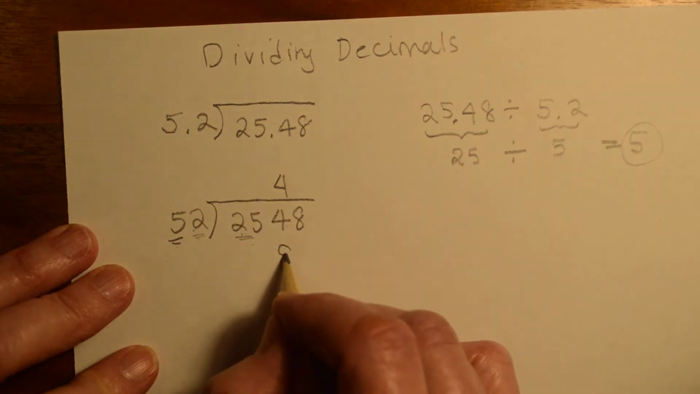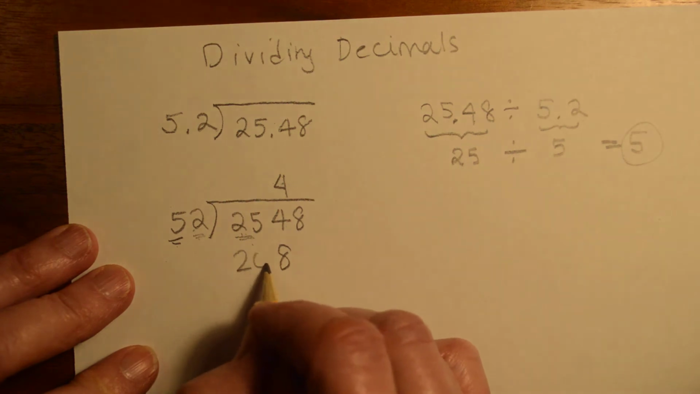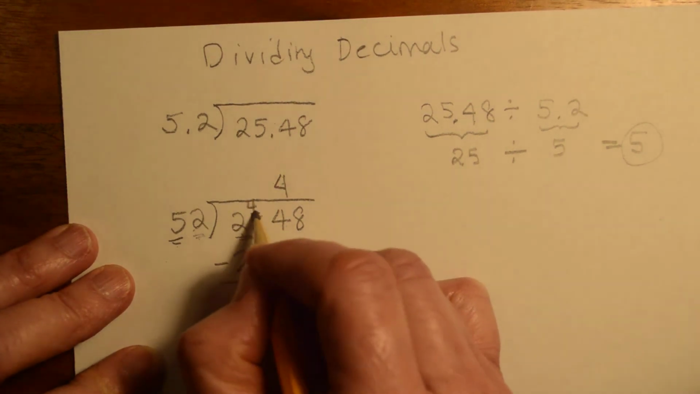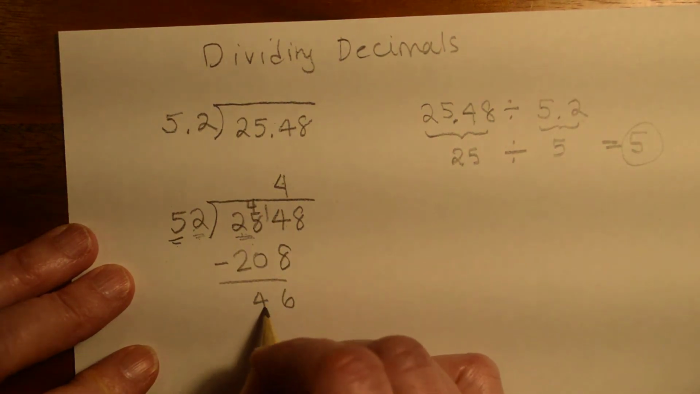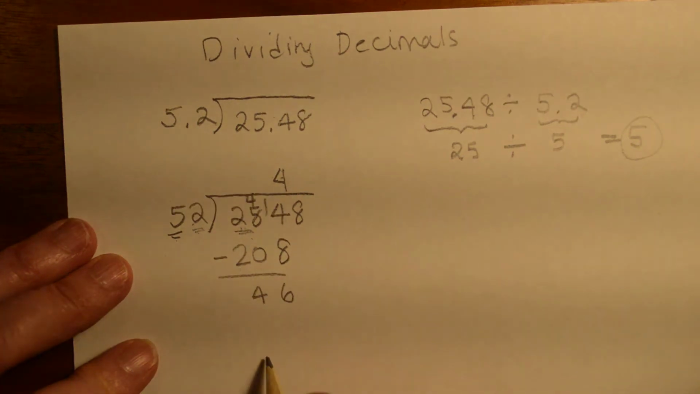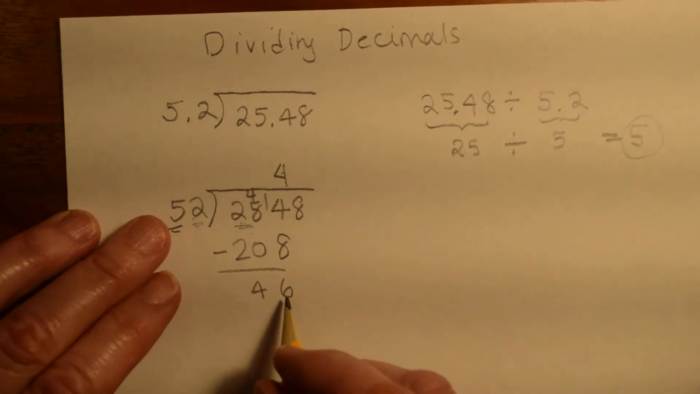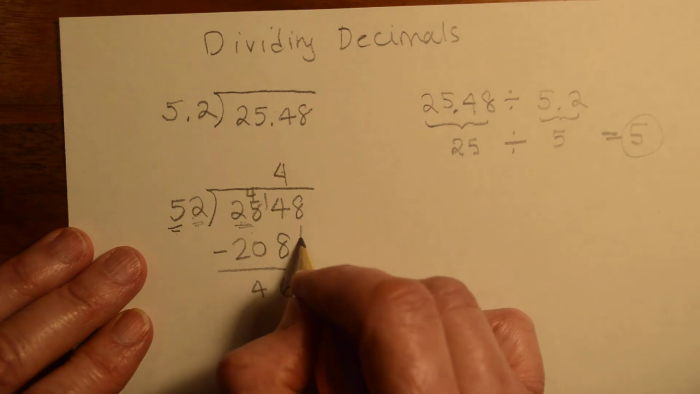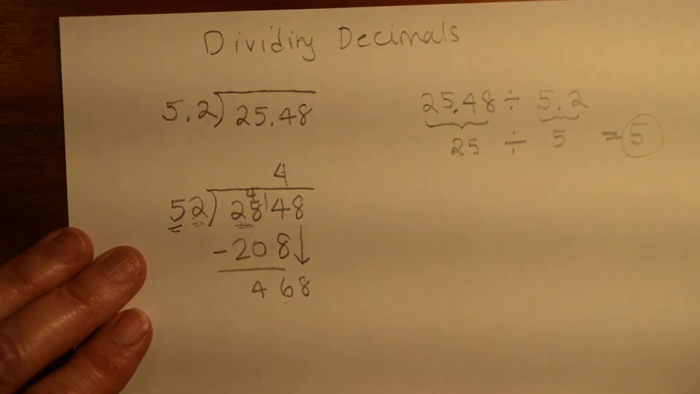4 times 2 is 8. 4 times 5 is 20. And I'm going to subtract. 14 minus 8 is 6. That's a 4. 2 minus 2 is 0. I compare and say, yeah, 46 is less than 52. I did a good job there. Let me bring down the 8.